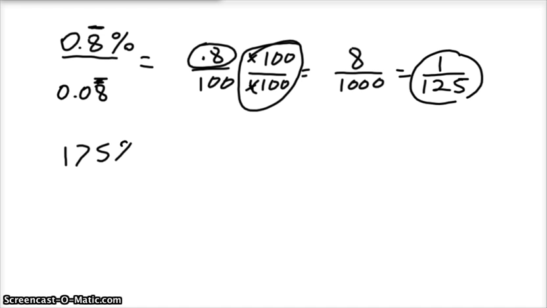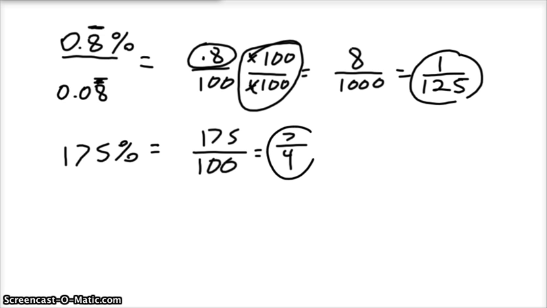Okay, so now let's look at what if we had 175%. What is that as a fraction? Well, as always, we're still talking about out of 100. Now we can simplify it down. Both are divisible by 25, so that would be 7 over 4. And that's our fraction.